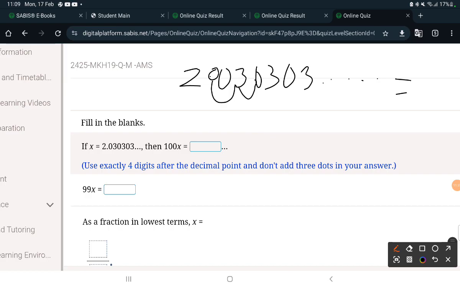So 100x is going to be 203.030303 and so on. Okay, they want exactly 4 digits after the decimal point. So 0 is 1 digit after the decimal point, 3 is 2 digits after the decimal point, the second 0 is 3 digits after the decimal point, and then the second 3 is 4 digits after the decimal point. So we forget about the rest, and your answer will be 203.0303.